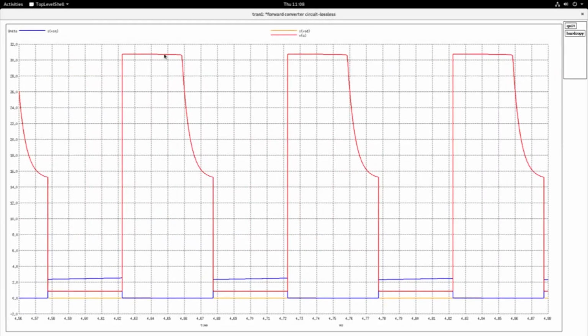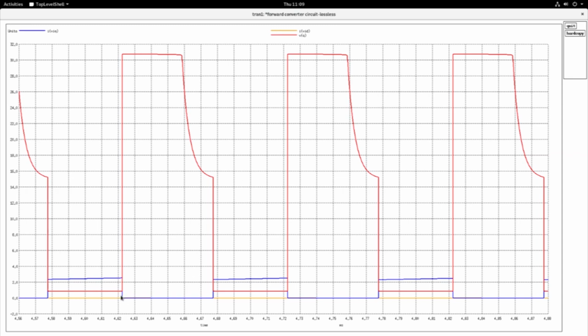So you see that this red waveform is VQ, the voltage across the switch. This is the voltage across the switch when it is off. When it is on, it is just the on-state drop across the switch. And when it is on, this blue waveform is the current through the switch, and it is also the primary current through the switch. The IVID, which is the demagnetizing current, is very small. We are not able to see that here.